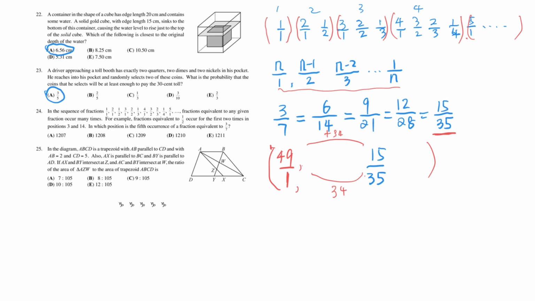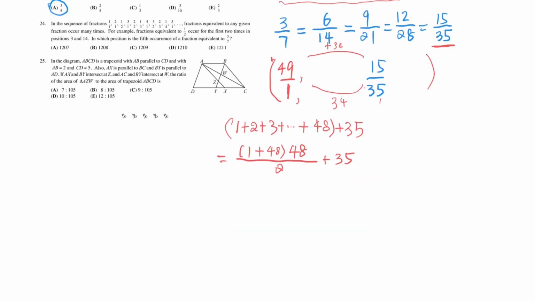The 49th side has 35 numbers. And before 49, we have in total sides 1 to 48. Side 1 has 1 number. Side 2 has 2 numbers. Side 3, 3 numbers. Continue, plus 48 has 48 numbers. And then plus the 49th side, from 1 to 35, that's 35 numbers. So we use the arithmetic sequence formula: first term 1 plus last term 48, times the number of terms 48, divided by 2, plus 35. Cancel 2, that's 24.